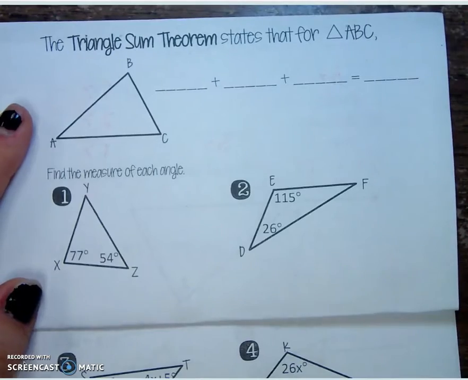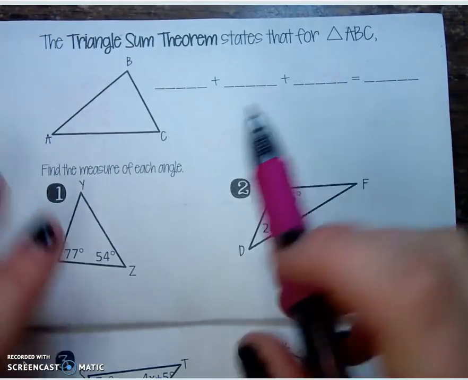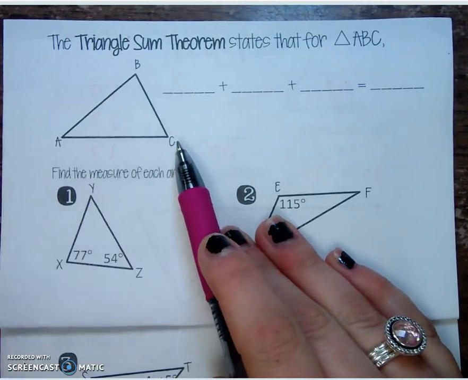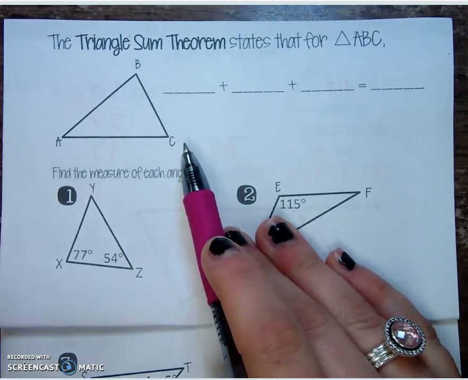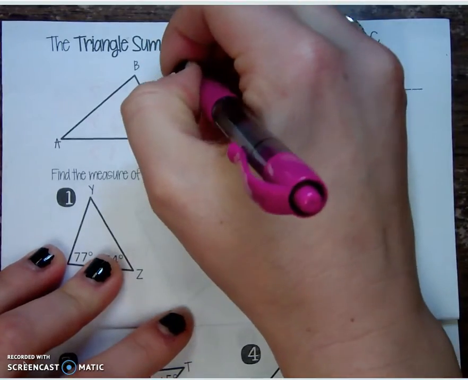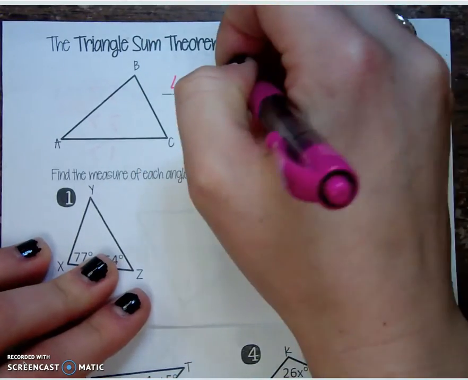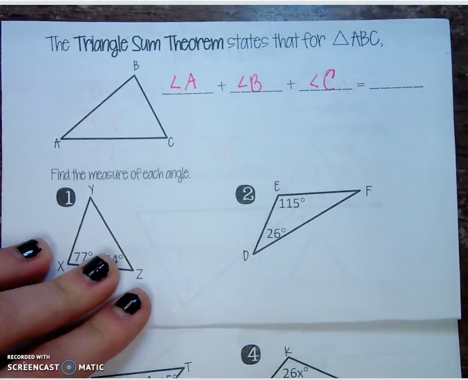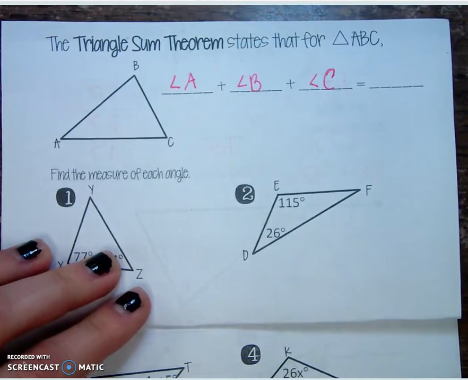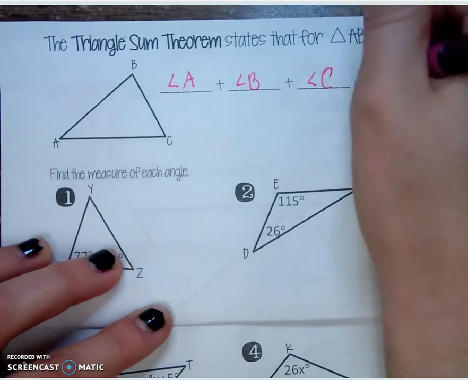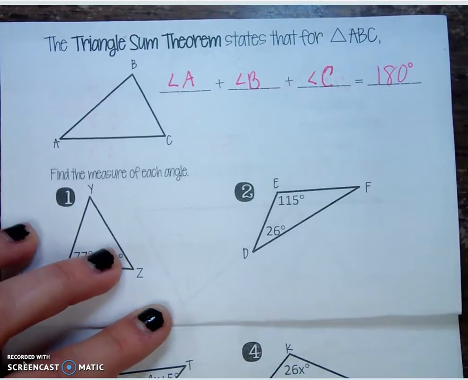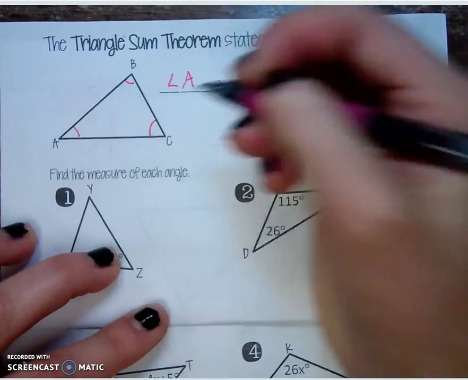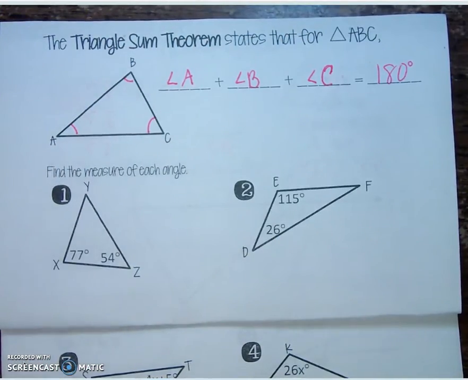So triangle sum theorem, this is fairly simple. The triangle sum theorem states that for triangle ABC, so given an ABC triangle, or XYZ, any of the letters will work, angle A plus angle B plus angle C will equal, well, what do the interior angles equal? They'll always equal 180 degrees for a triangle. So these three angles will equal 180.